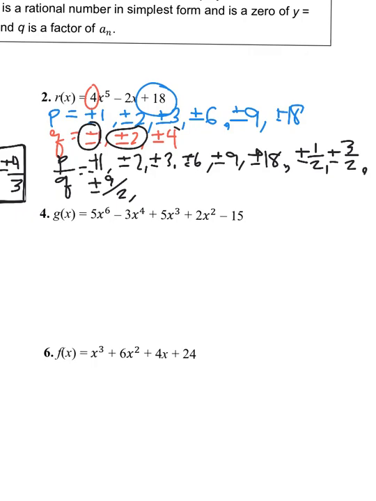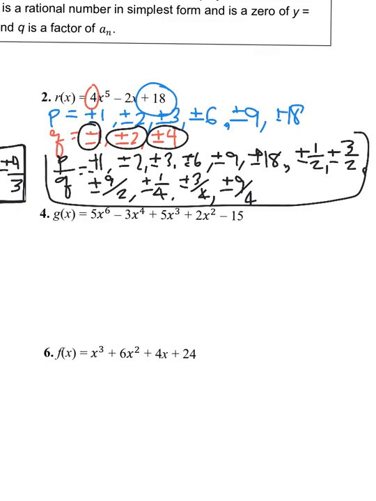All right, and the last one, denominator 4, I have plus or minus 1/4. 2 over 4 is 1/2, so I already have that. 3/4. 6/4 is 3 over 2, so I already have that. 9/4 I don't have. 18 over 4 is 9 over 2, which I already have. So that lists out all the possible rational roots of that function. Okay.